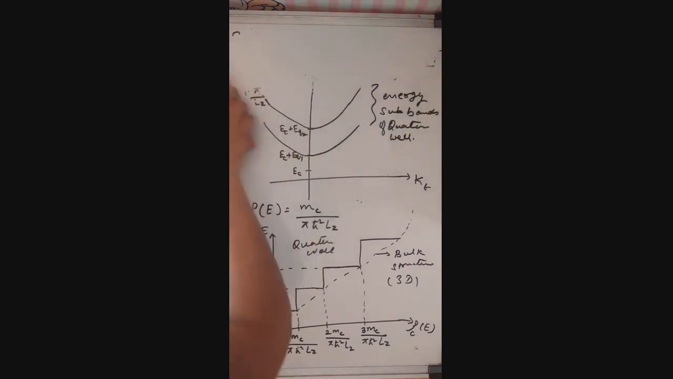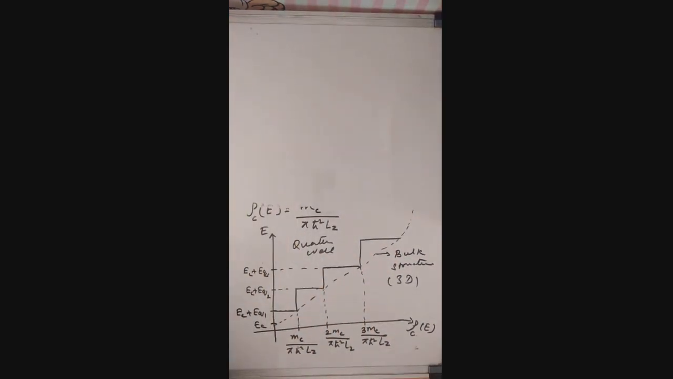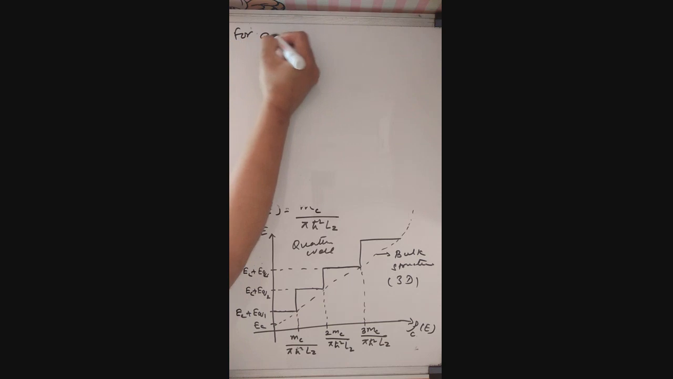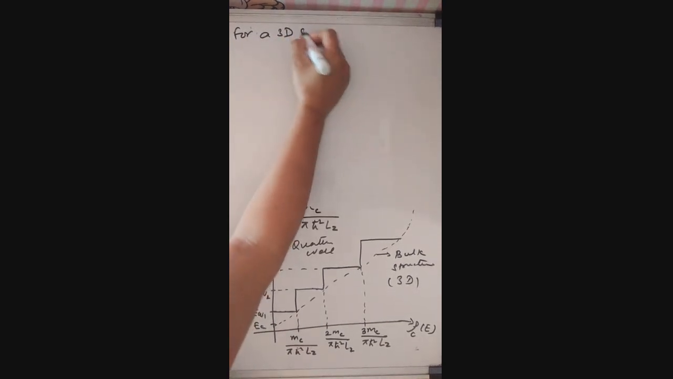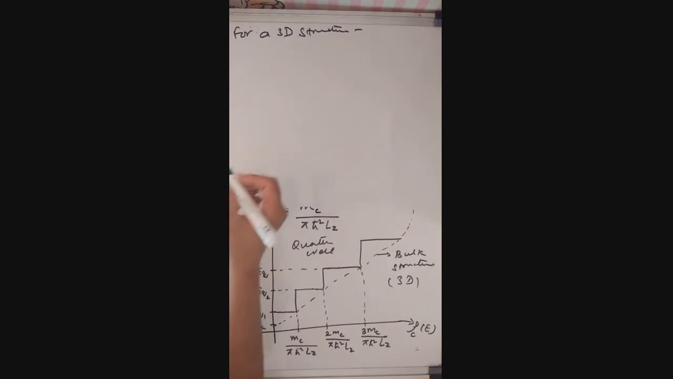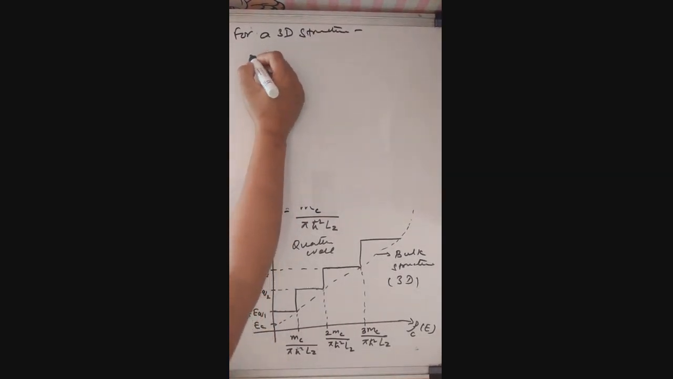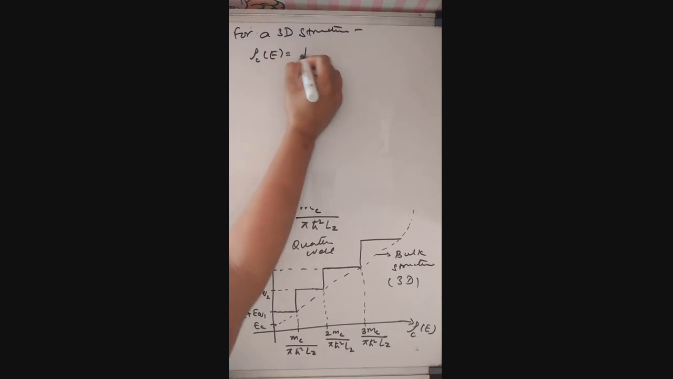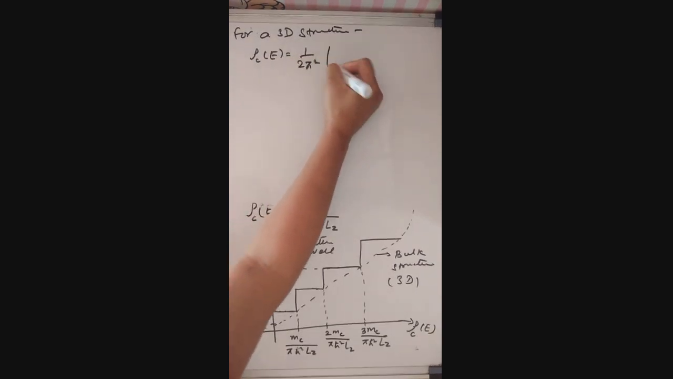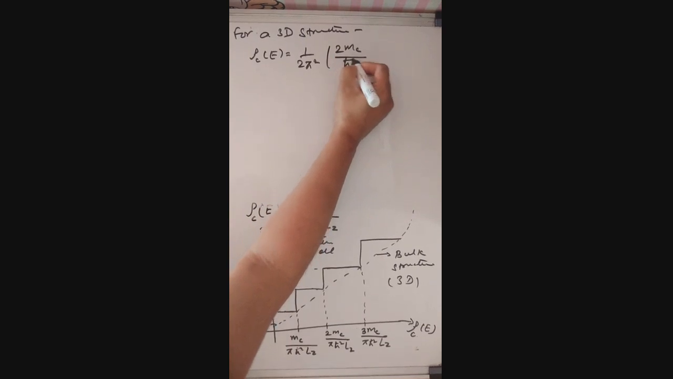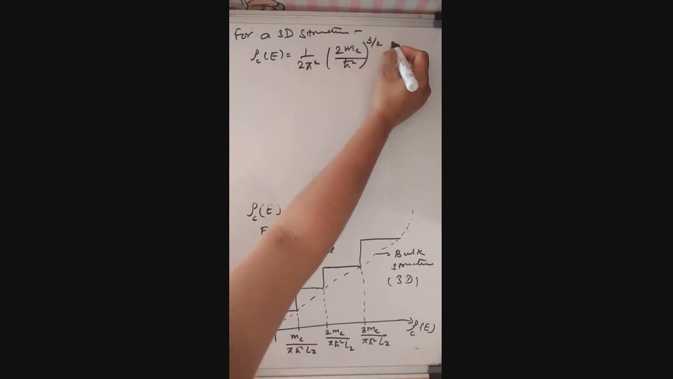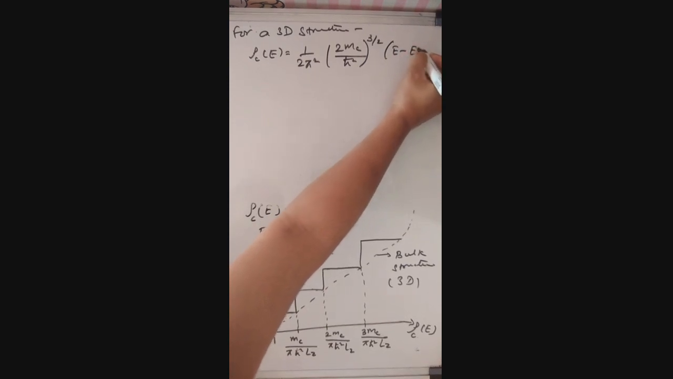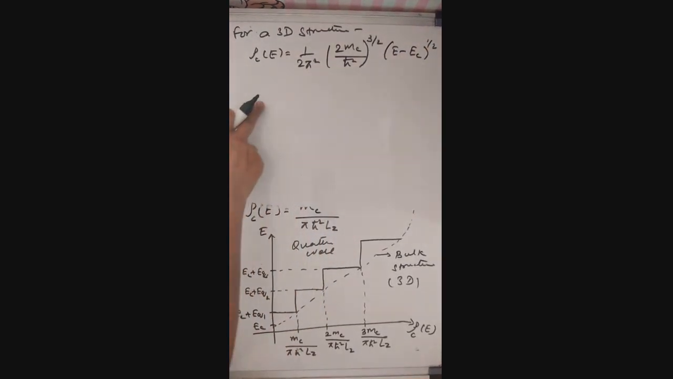Let me tell you one thing: why have I joined this dotted line over here, how do I know that? For this, we can simply do the following. For a 3D structure, you can do this exercise later. I'm just giving you an idea of that. For the 3D structure, we get rho(E) equals 1 upon 2 pi square, times 2m by h cross square to the power 3 by 2, times E minus EC to the power 1 by 2. So this was the value we were getting for a 3D structure.